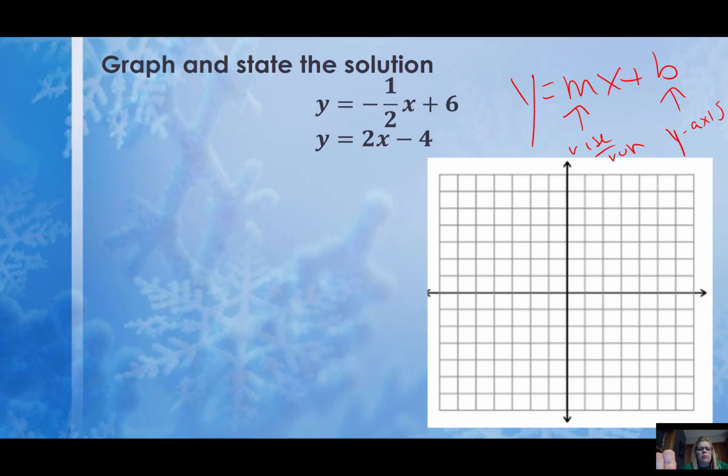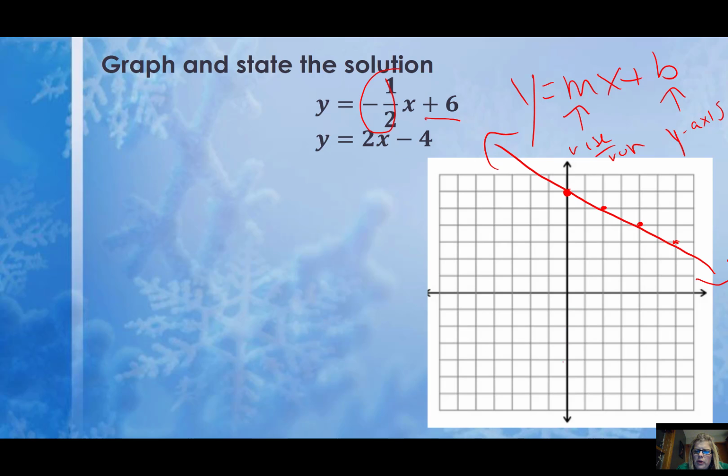So in this first equation, I'm going to start at a positive 6 on the y-axis. 1, 2, 3, 4, 5, 6. Put my dot. And then my rise over run is -1/2. So I'm going to go down 1 and to the right 2. Down 1 and to the right 2. Connect those lines. Boom. The next one, -4 is my y-intercept.